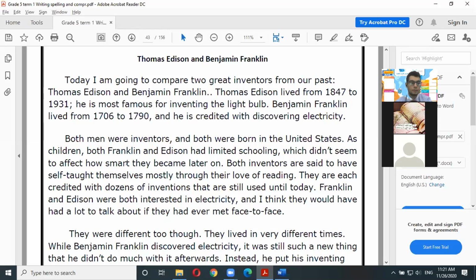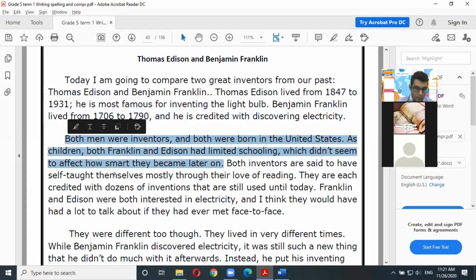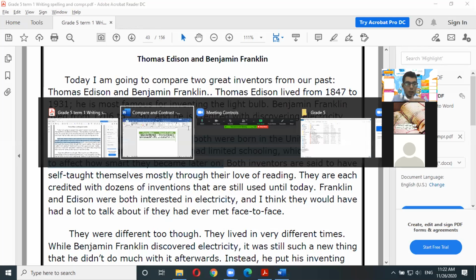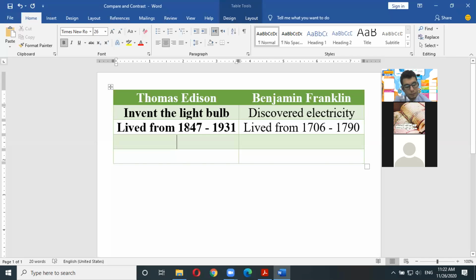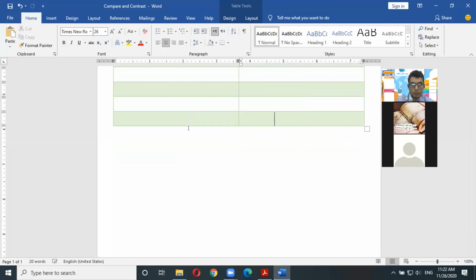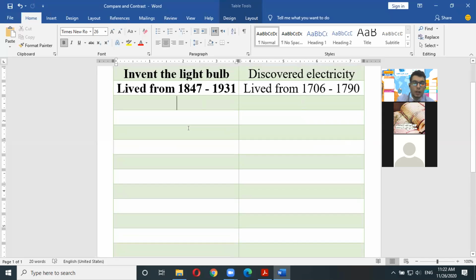Bilal, yes, mister. Here. Read the highlighted part. Okay. Both men were inventors. Both were born in the United States as children. Both Franklin and Edison had limited schooling, which didn't seem to affect how smart they became later on. Yes, here is a compare or a contrast. Here's the paragraph of compare. So tell me, what shall we write here?